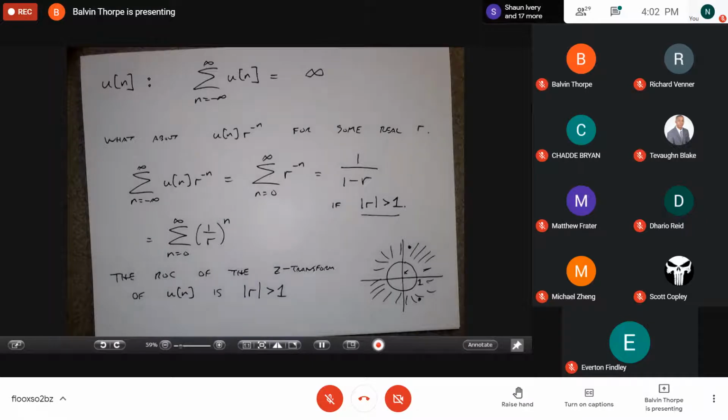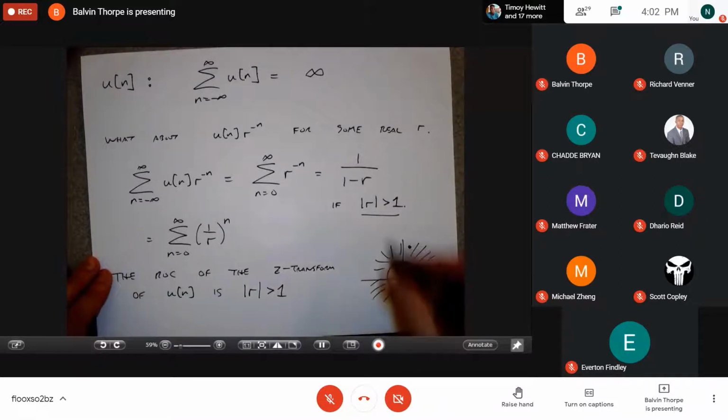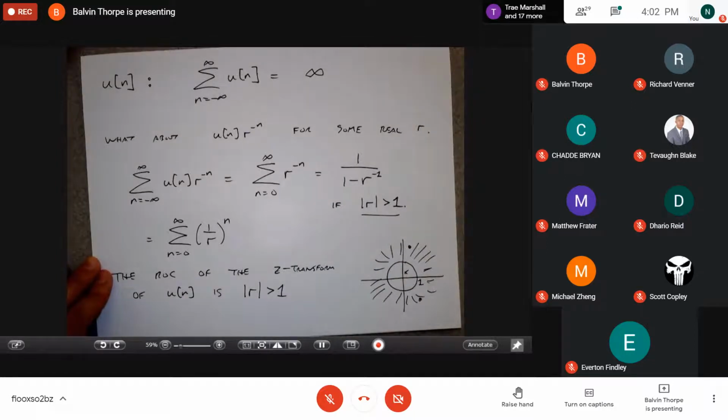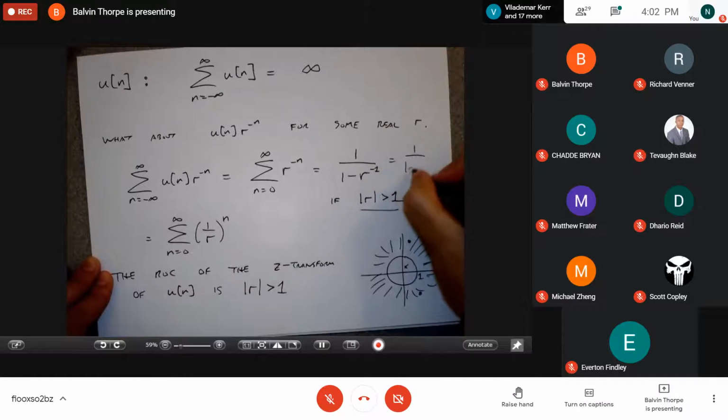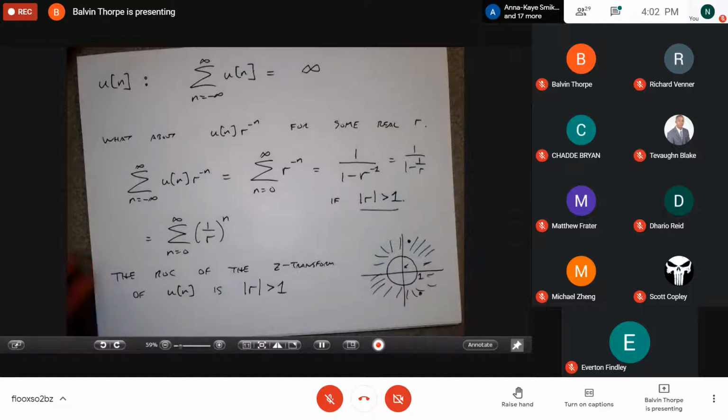Question: is this supposed to equal 1 over 1 minus 1 over r instead of 1 over 1 minus r? The summation form. Oh yes, this should be like this, right? Yeah, sorry about that, that was a little bit too quick. So that's the same as this, right? Yeah, you're right. Good point. Sorry about that. Other comments or questions?